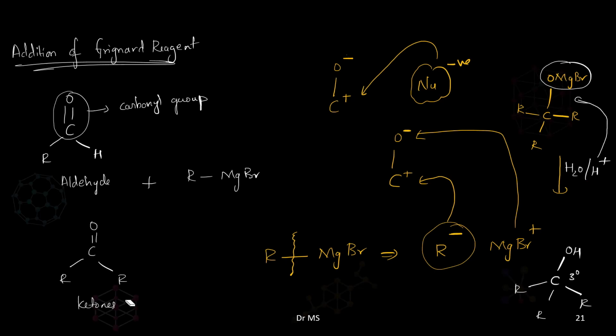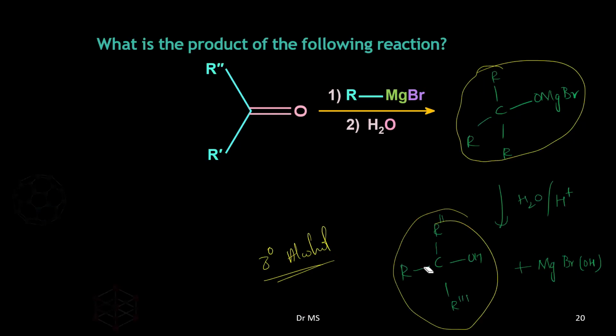But if you take the aldehyde, it will not contain two R's. It will contain hydrogen here, one R and one H. In ketones, both are R. In the aldehyde case, only two alkyl groups are attached here, so this will be a secondary alcohol. That's how an aldehyde gives a secondary alcohol and a ketone gives a tertiary alcohol. Is that clear? Yes, sir. So we got a tertiary alcohol here because this is a ketone.